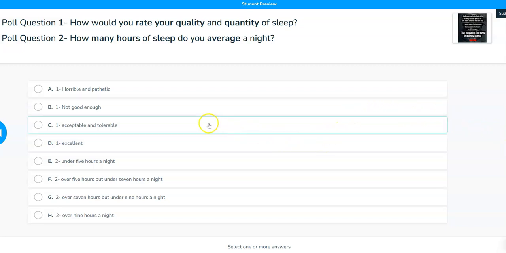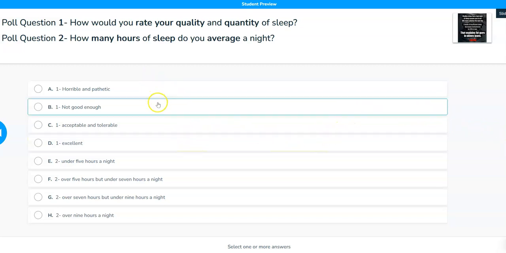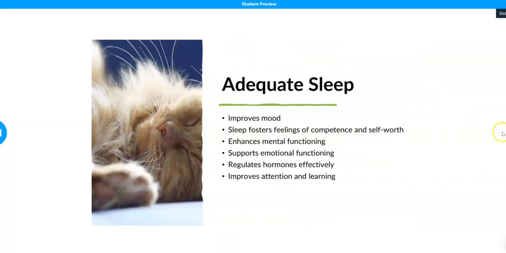So here is a question. It's a two-parter. How would you rate your quality and quantity of sleep, and how many hours of sleep do you average a night? So adequate sleep improves your mood, fosters feelings of confidence and self-worth, enhances mental functioning, supports emotional functioning, regulates hormones effectively, and improves attention and learning.